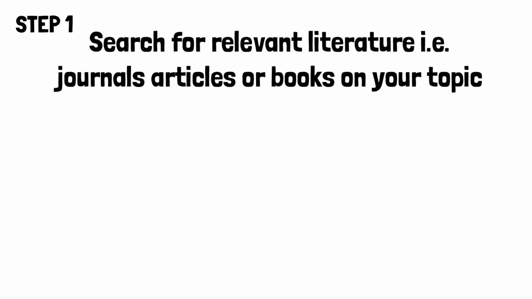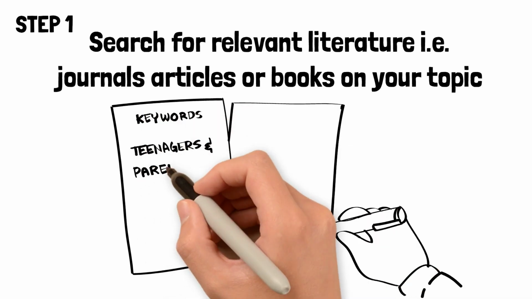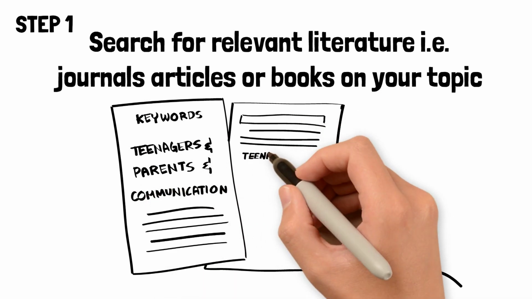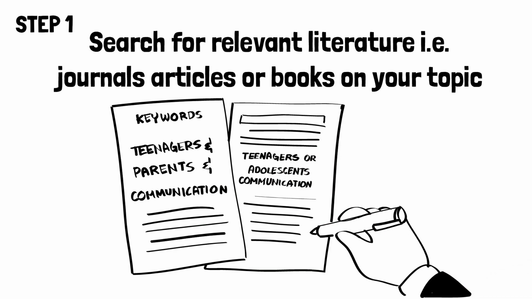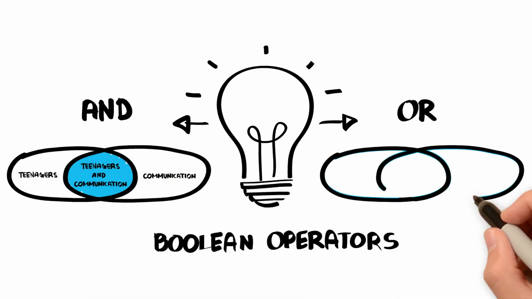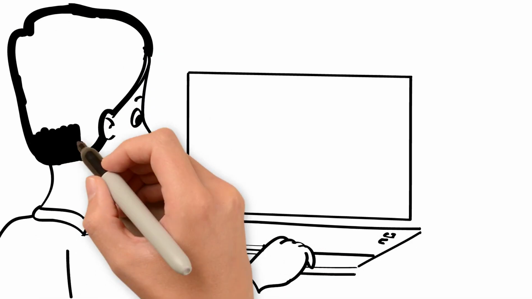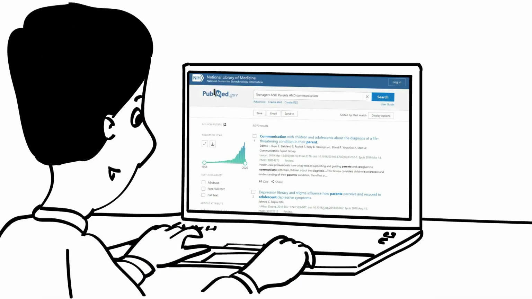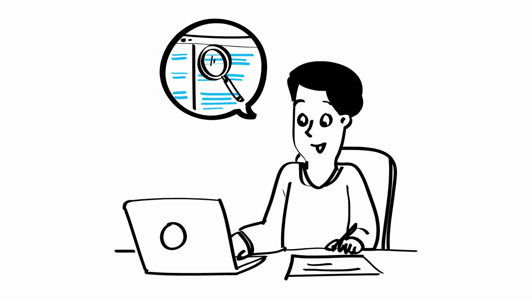Step 1. Search for relevant literature, i.e. journals, articles or books on your topic. Create a list of keywords and phrases for your topic. For example, teenagers and parents, and communication, or teenagers or adolescents communication. And/or are known as Boolean operators. AND narrows your search because you must have all of the keywords, OR makes it broader because it can include any of the keywords. Search for your keywords or phrases on scholarly databases such as Google Scholar, PubMed or Science Direct. None of these databases are perfect. You will find some sources in one that you may not find in another.